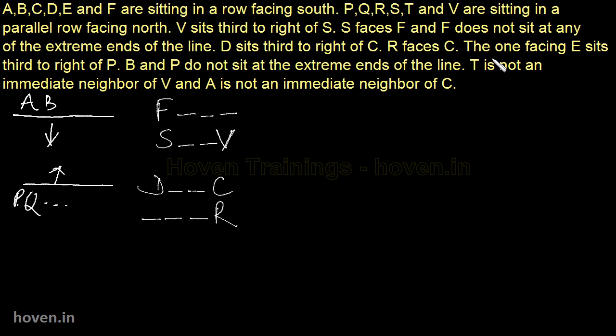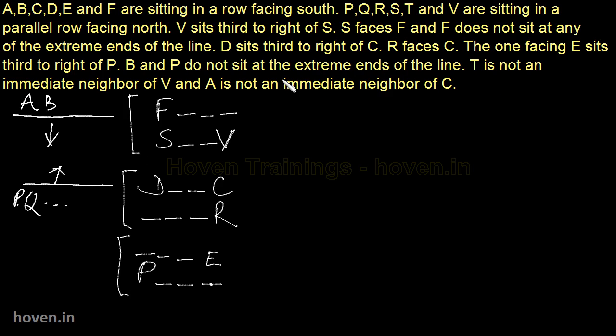Then the next thing he says is the one facing E sits third to the right of P. P is in this lane, so we'll write P here, third to the right. Third to the right would be this one. And the one facing E sits third to the right of P, so E will come here. And these will be the spaces for those along that line. So very clearly we had these facts, this one, and this one. We have drawn them as they have been given in the question.